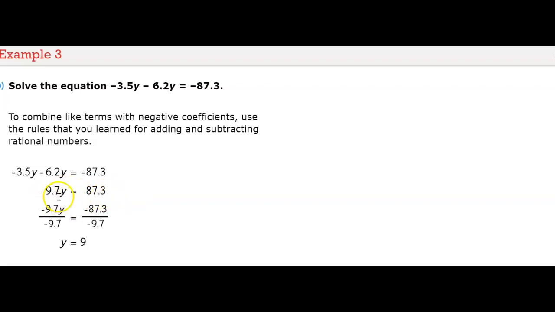And then to solve for y, we're going to do the inverse, which is division. So we're dividing by the negative 9 7/10, and do that on both sides of the equation. And then when you divide negative 87 3/10 divided by negative 9 7/10, you equal 9. So when you solve it, y is equal to positive 9.